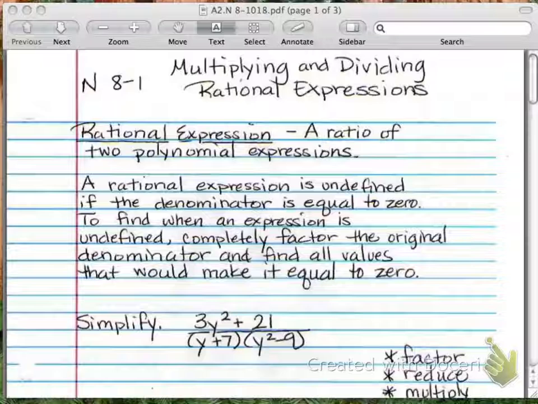Again, a rational expression is a ratio of two polynomial expressions. Basically a division problem. That's the way you can look at it as well.